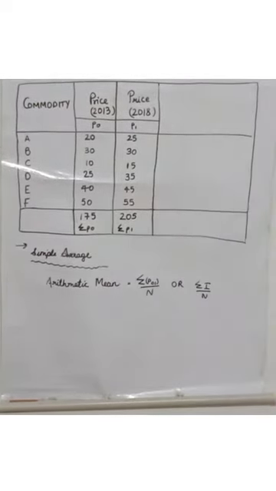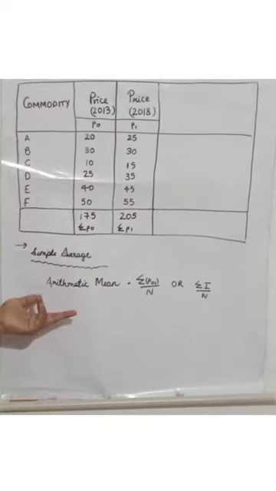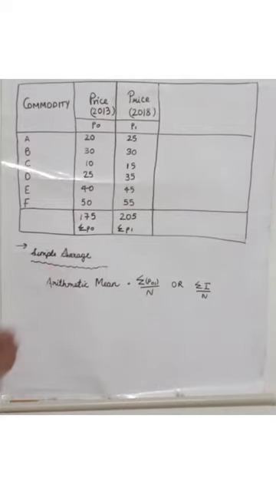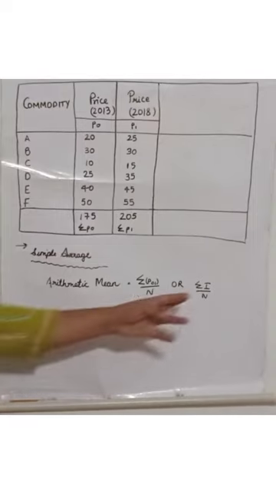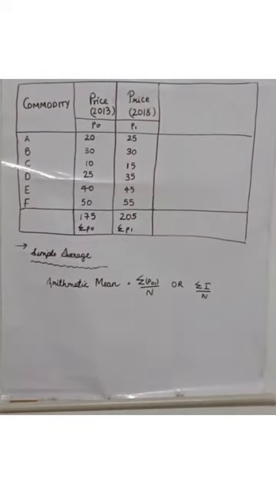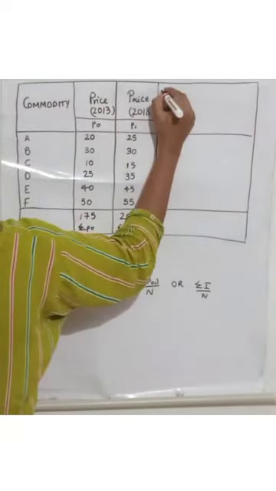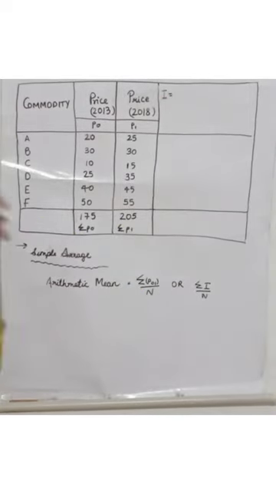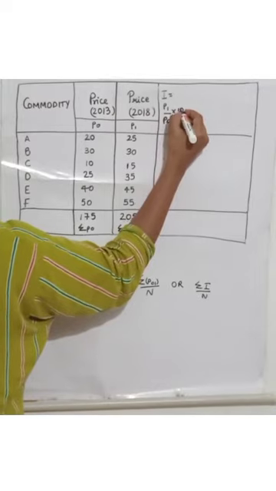Now for the second part, that is for finding the simple average, we are already given that we have to use arithmetic mean method. So what is the formula for finding arithmetic mean? Summation of P01 by n, or summation of I by n. Now what is summation of I? I has to be the price relative. So let us make another column for finding I, that is, price relative is equal to P1 divided by P0 into 100.